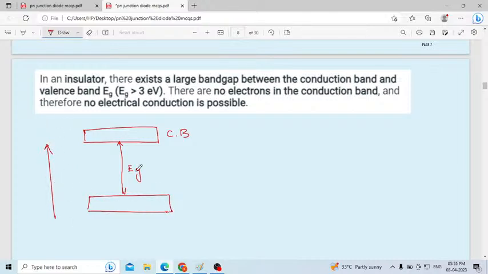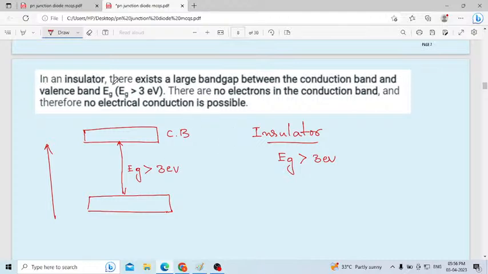Then here the energy gap will be more than 3 electron volt. In the case of an insulator, you have to remember the energy gap will be more than 3 electron volt. But in a semiconductor it will be less than 3 electron volt. In the case of a conductor, the overlapping of the two will happen. That is the important one you have to remember.